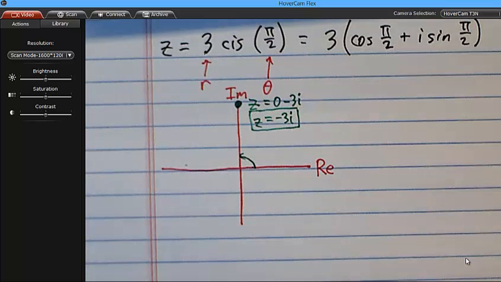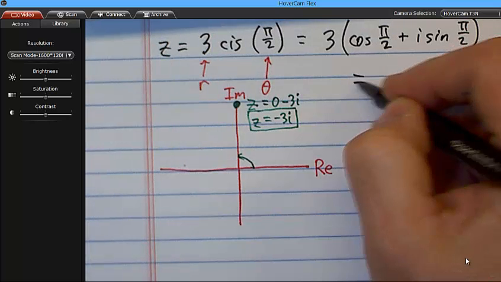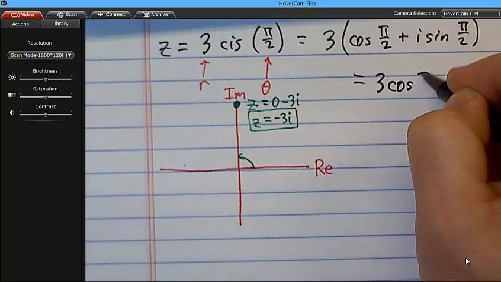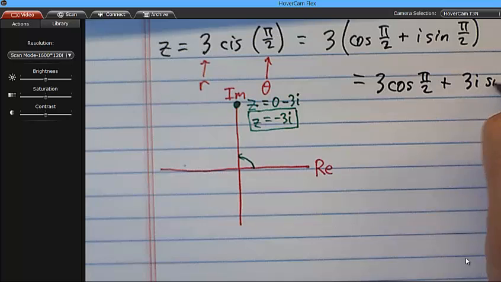That's the complex number. Because remember, we put the real part as my x-coordinate and the imaginary part as my y-coordinate. Now, if you don't like how I just did that, there's another way to do it. You say, hey, I'm going to distribute the 3. So what I get is 3 cosine of pi over 2 plus 3i sine of pi over 2.